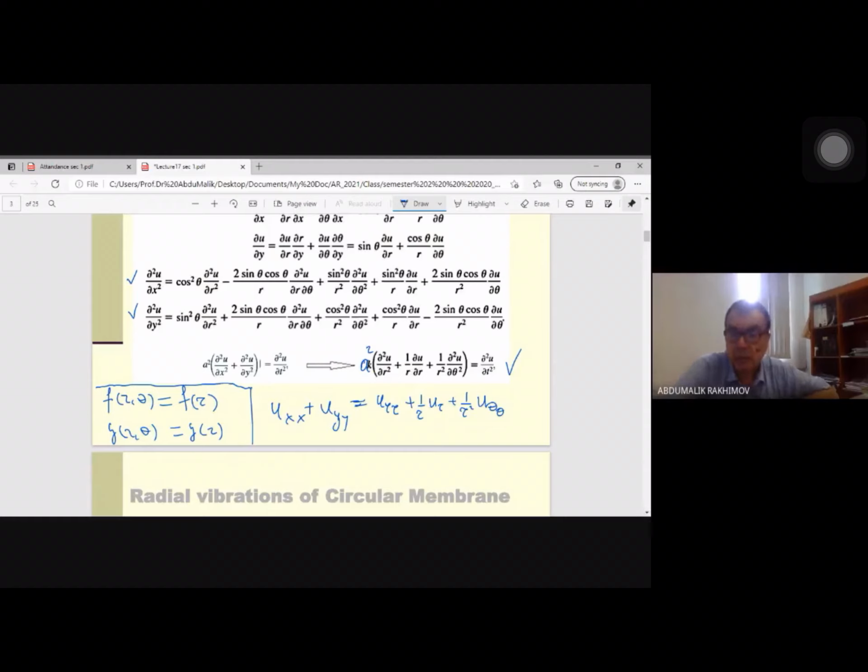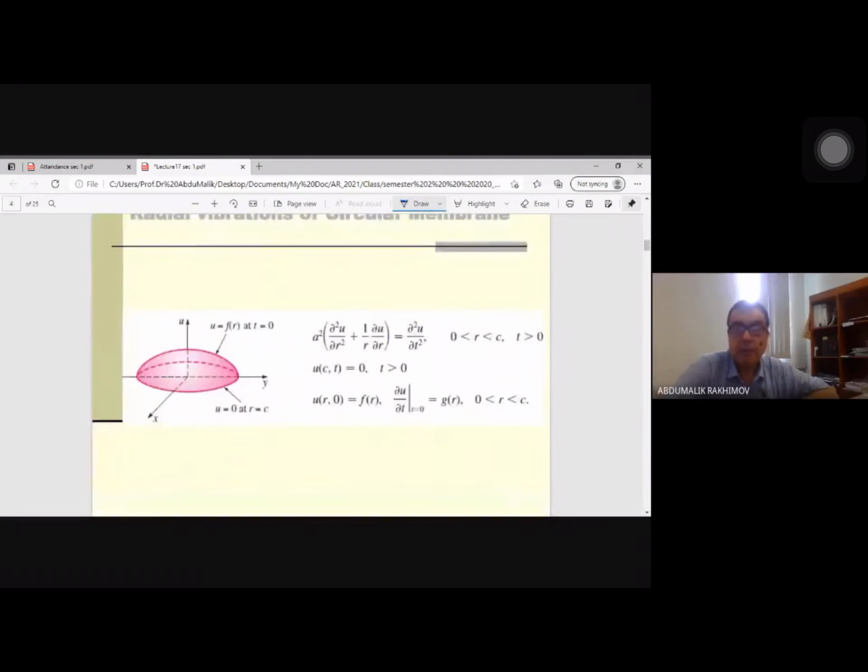Then u_theta and its derivative will be equal to 0. If u is independent from theta, the first derivative with respect to theta will be 0 already, right? Then your problem will become like this, so we don't have the term u_theta theta. So in the case of radial, when f is a function of r and g is a function of r, then u will actually be a function of r and t, not theta. It is independent of theta, right? u(r, t).